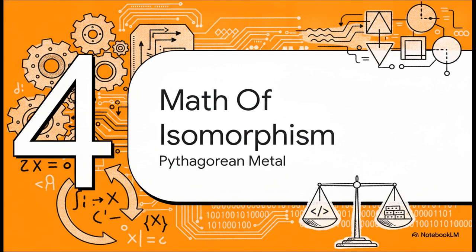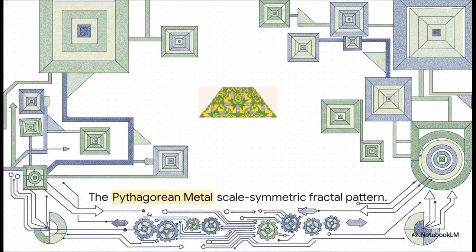Moving on to part 4, the math of isomorphism. Saying the code and data are the same is one thing, but proving it mathematically is a whole different ballgame. The deep foundation making this possible is a really fascinating mathematical framework referred to as Pythagorean metal.